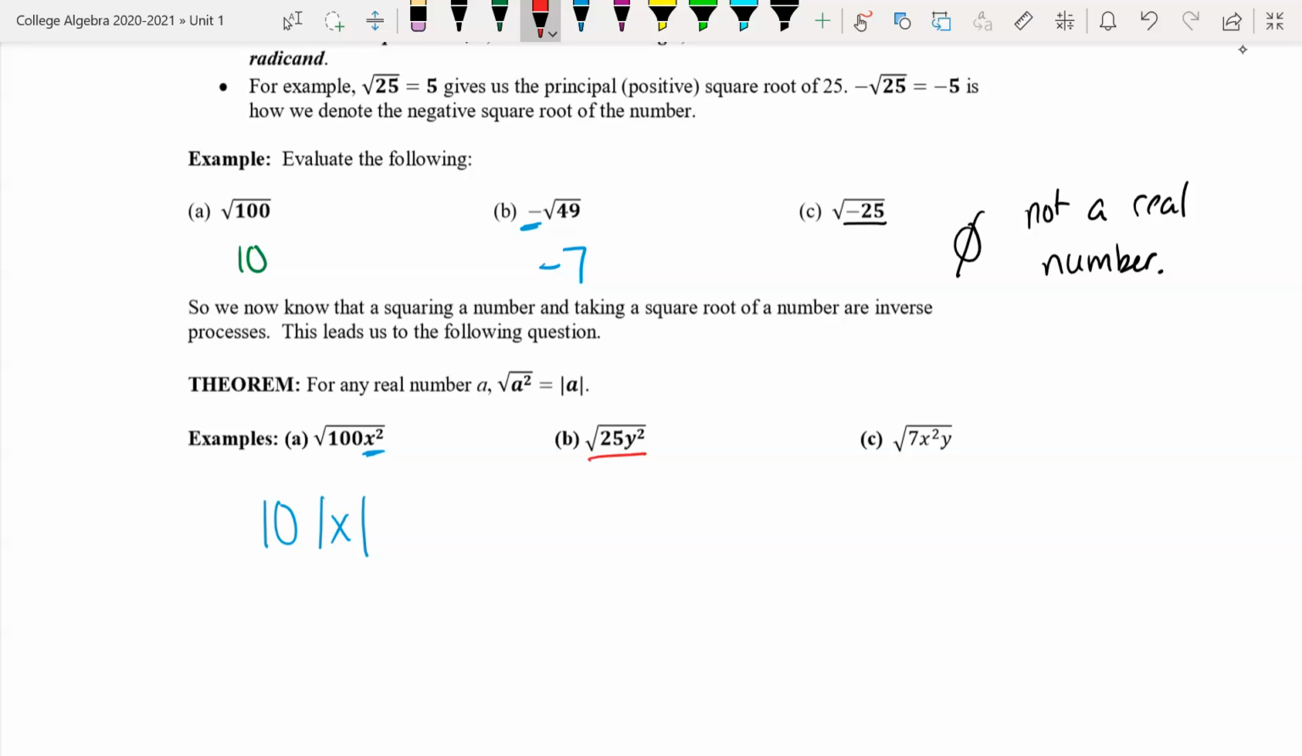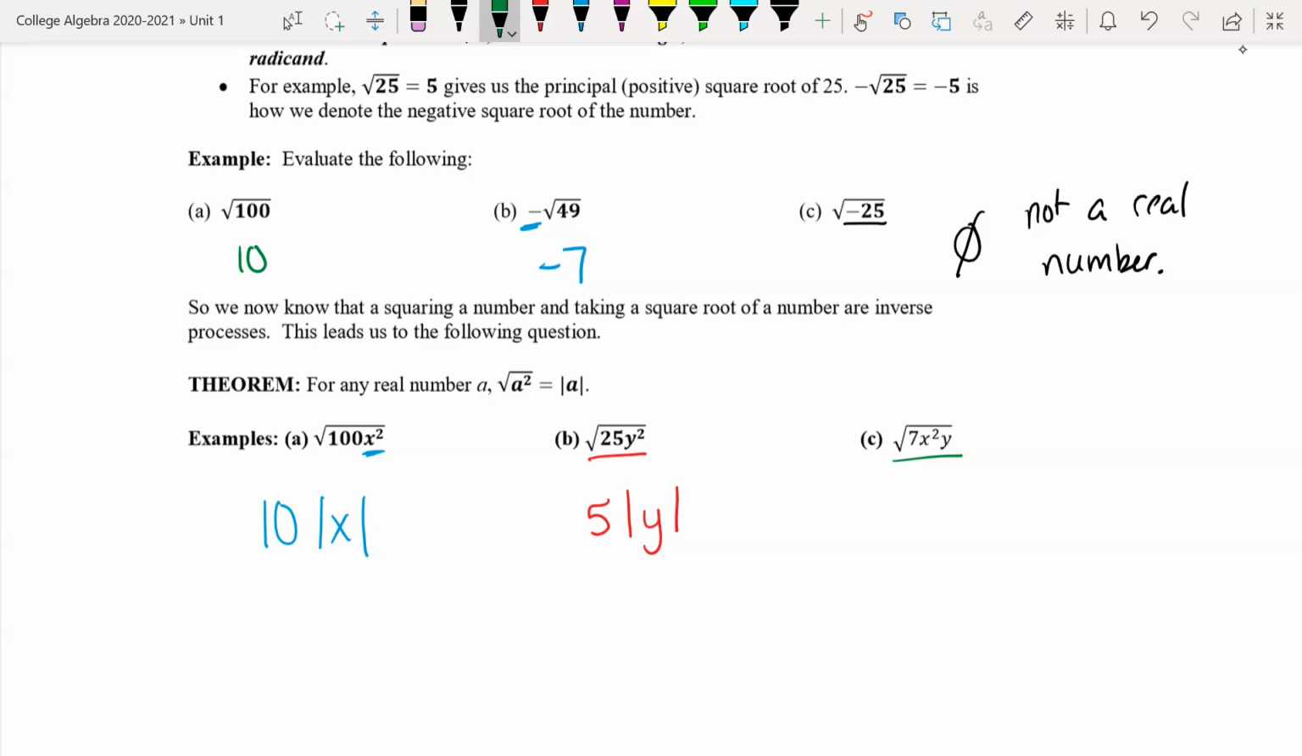Alright, same way here, square root of 25 is 5. I have to do the absolute value of y, because it was y squared. 2 divided by 2 is 1. You take an even exponent, and you divide it by 2. You have to do the absolute value of it.